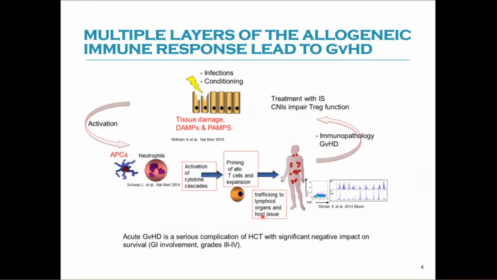So effector cells then, via the production of cytokines and chemokines, cause tissue injury in the host and further immunopathology and GVHD. So acute GVHD is the main serious complication of transplantation with a significant impact on survival.